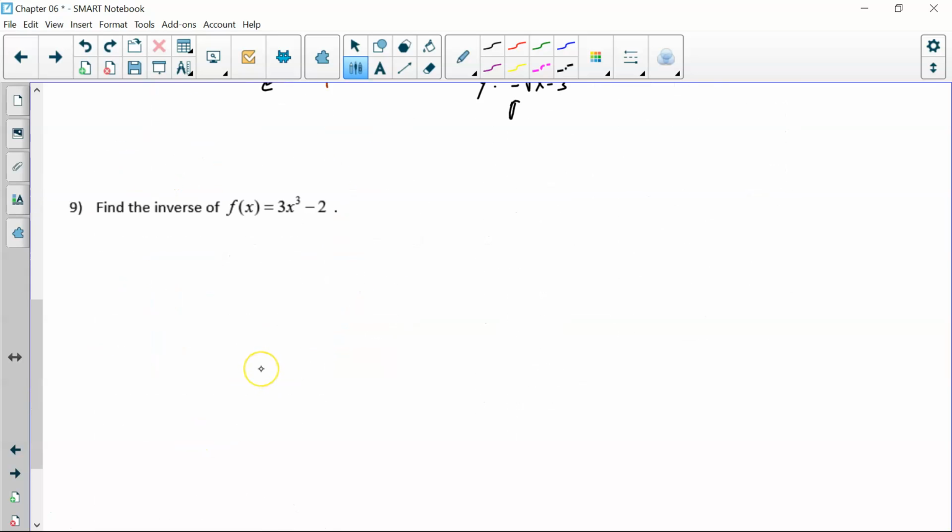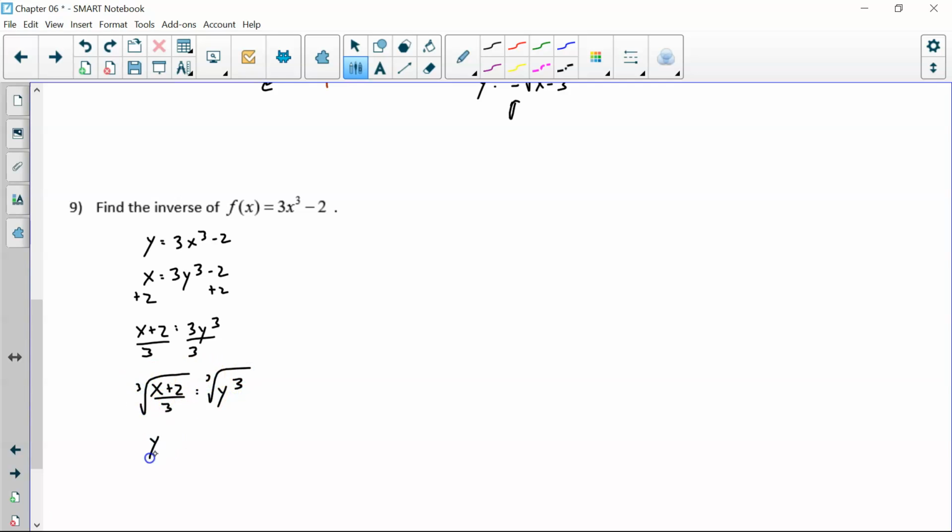Last problem, number 9, find the inverse. So y equals 3x cubed minus 2. So x equals 3y cubed minus 2. Add 2 to both sides. x plus 2 equals 3y cubed. Divide both sides by 3. x plus 2 over 3 equals y cubed. And then take the cube root of both sides. So y equals the cube root of x plus 2 over 3.